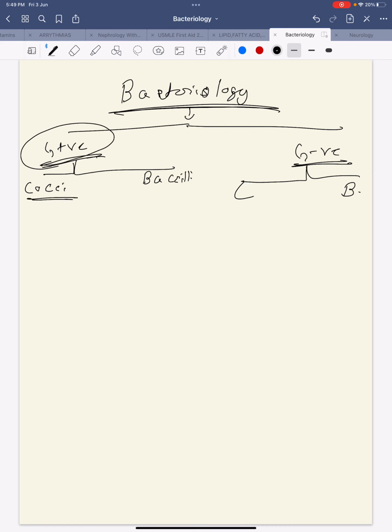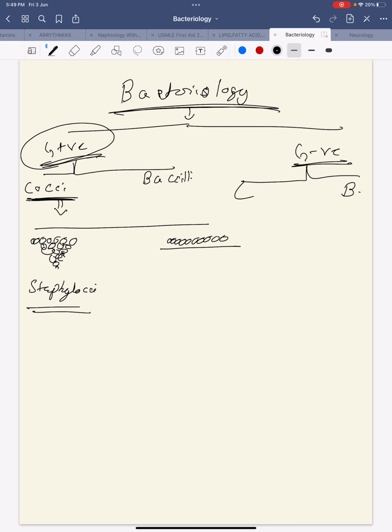In gram positive, there are two types of cocci. How will we remember them based on shape? Some are in a cluster, like grapes. These are staphylococci. Some are in a chain shape. These are streptococci.